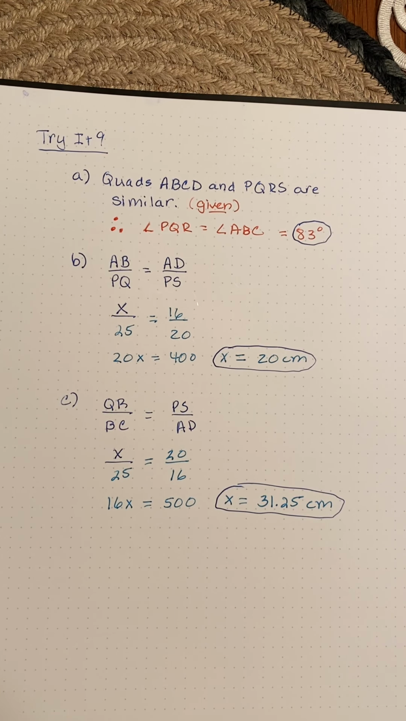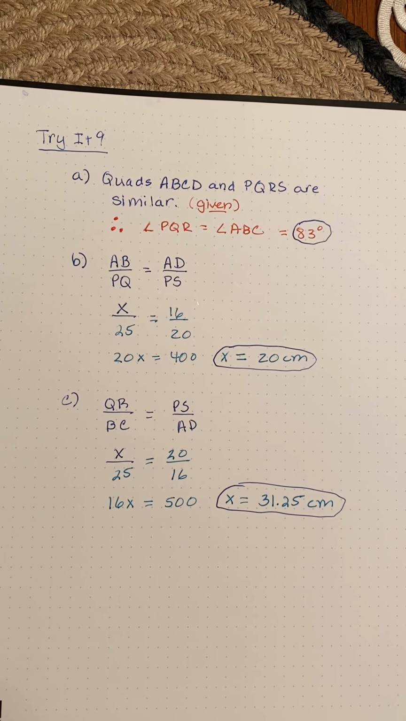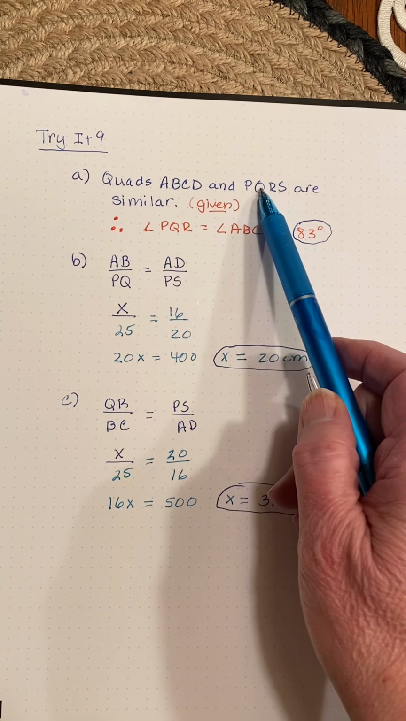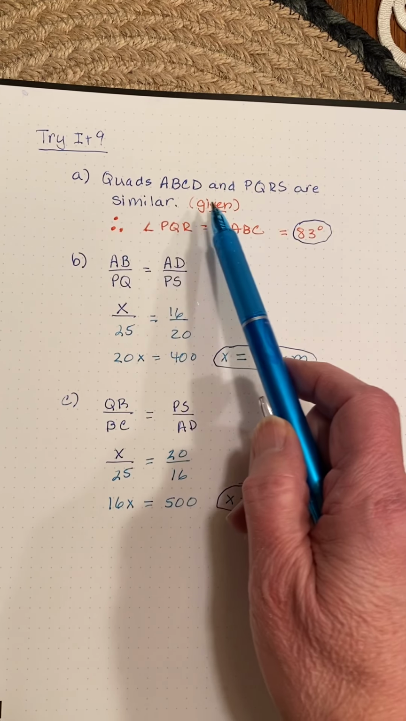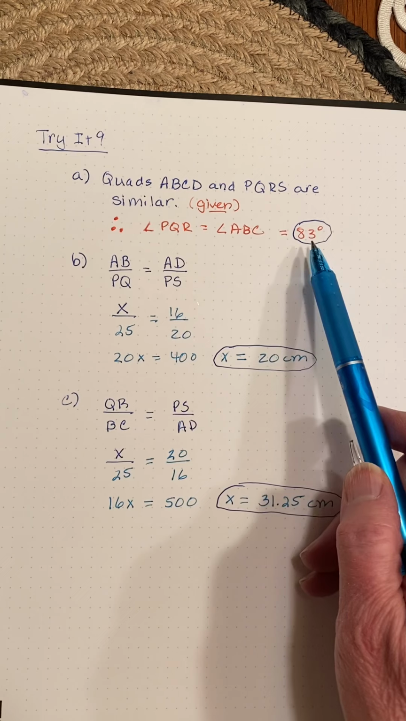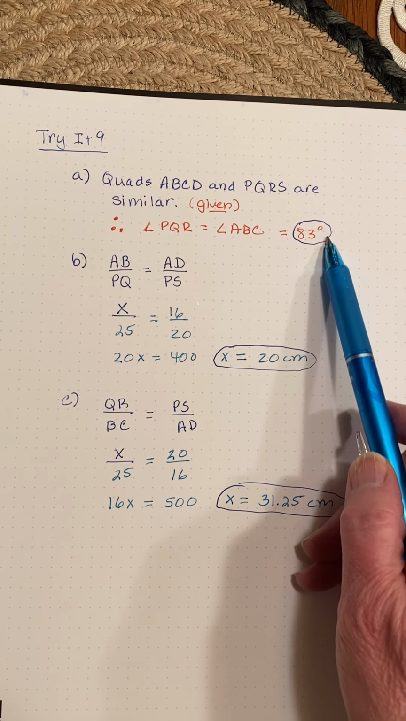Now with all that information, we can find, to begin with, A, the measurement of angle PQR, or rather angle Q, and then B, the length of AB, and then C, the length of QR. So first of all, let's start with the angle measurements. Quads ABCD and PQRS are similar, given that angle PQR is 83 degrees.